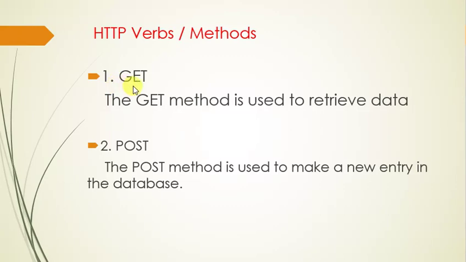First one is the GET method. The GET method is used to retrieve data. For example, you want to get the list of employees or list of products, or you want to retrieve a book by ID, etc. So whenever you are expecting some data from the server, you need to use this GET method. The main purpose of this GET method is to fetch or retrieve data from the server.